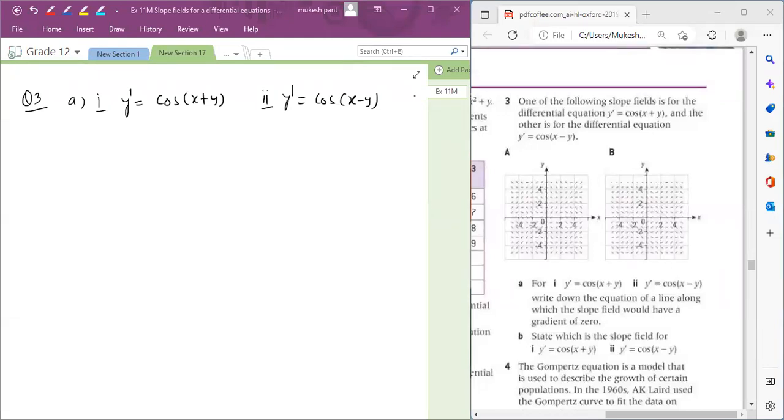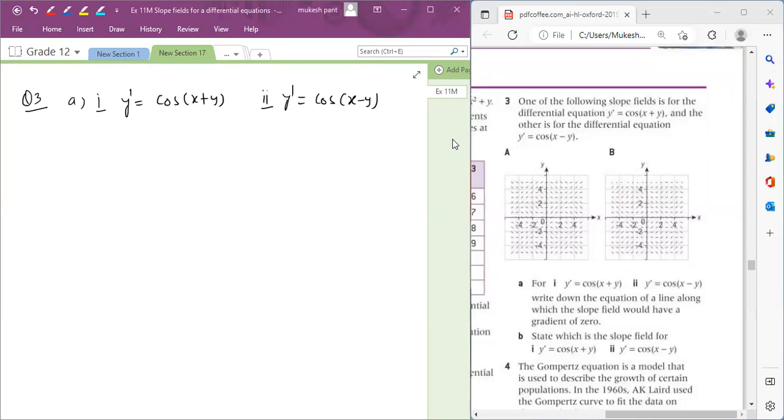Okay guys, now you can see this question. We have question number 3. One of the following slope fields is for the differential equation y dash equals cos(x plus y), and the other is for the differential equation y dash equals cos(x minus y). So we have two slope fields, A and B, and two equations. We don't know which field is for which equation; that we will determine in the solution.